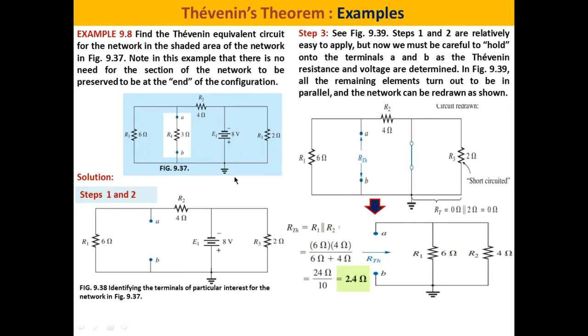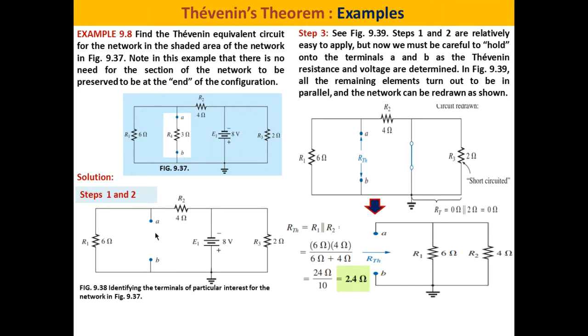Okay, so we will try to obtain the Thevenin equivalent circuit of the portion which is highlighted in blue. So the first step is to remove R4 as shown in figure 9.38. We have removed R4. The second step is to label the terminals A and B, already labeled A and B. So we have removed R4 and we have marked the terminals. Now we go to step number 3.